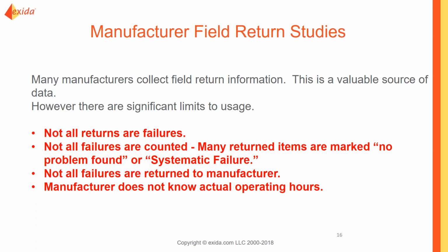And why is that? It almost becomes obvious, because not all those failures are coming back to the manufacturer, so they don't know about them. And if they don't know about them, they don't count them as failures. And a lot of the failures that come back, people say, oh, it's systematic, or there was really no problem found. And if there's no analysis or justification as to why it's systematic or why there's no problem found, guess what? You leave it out of the equation, and that product becomes that much more optimistic. And so these are some of the things that become concerns.